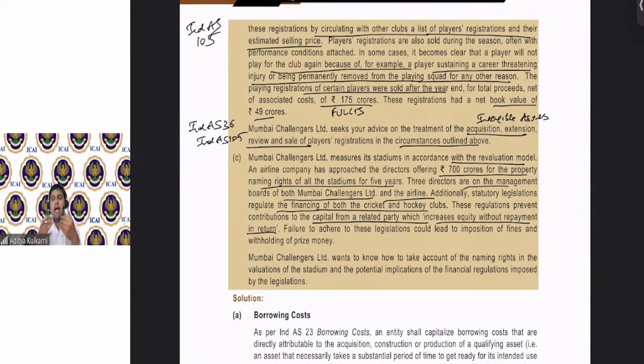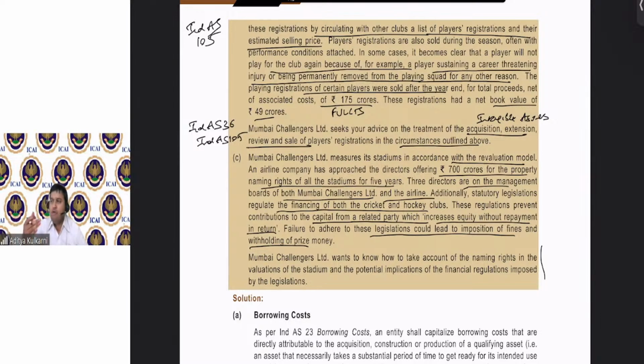But the airline company and Mumbai Challengers Limited, from India's perspective, they are not related. But from the perspective of other laws and regulations like the Companies Act, or for example the income tax and whatever legislations are there, related party definitions could be different, and therefore under those, whether they are related parties or not is something you will have to check. Failure to adhere to these legislations could lead to imposition of fines and withholding of prize money. They want to know how to take account of the naming rights in the valuations and the potential implication of the financial regulations imposed by the legislators. So they are not related party as per Ind AS merely because of common directors, but you have to check the respective laws for the definition of related parties.